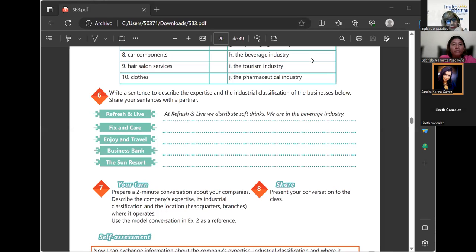My next is write a sentence to describe the expertise in the industry. Share your sentences with your classmate. So you write what they do and what industry they are in. That's it, okay? Like in the example, remember we gave this about companies. In the PowerPoint, we have one example of this.